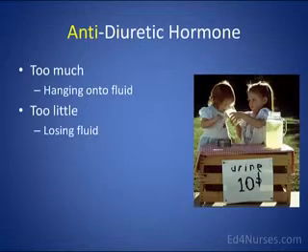Okay, now let's take a look here at this whole idea of antidiuretic hormone. If we have too much antidiuretic hormone, that means the patient is going to be hanging onto fluid. The patient's not going to be diuresing. So the patient is hanging onto fluid with too much antidiuretic hormone. Now, too little, and the patient will be losing fluid. The patient is going to be diuresing.